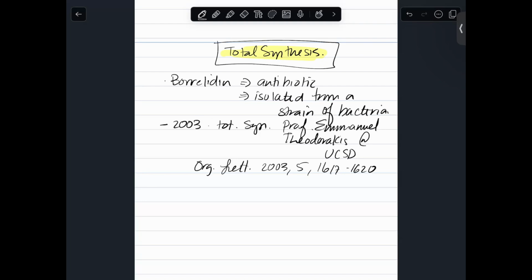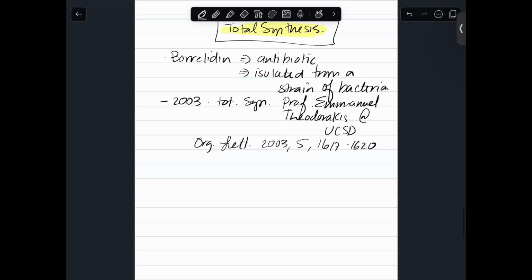And what I've tried to do is condense the total synthesis into the next couple of steps. Now, this isn't the only synthesis of Borrelidin. There are numerous other total syntheses out there, but Theodorakis did a beautiful job at highlighting and showcasing Evans' and Meyer's methodology, starting with Evans and finishing it up with Andy Meyer's methodology.